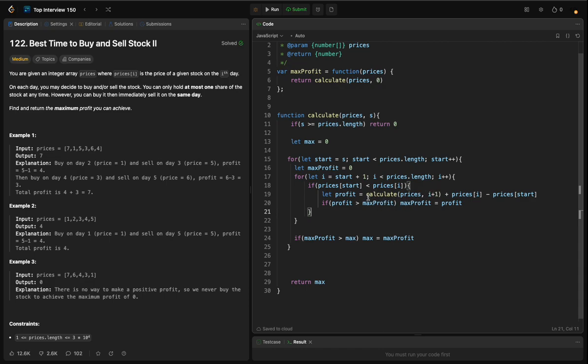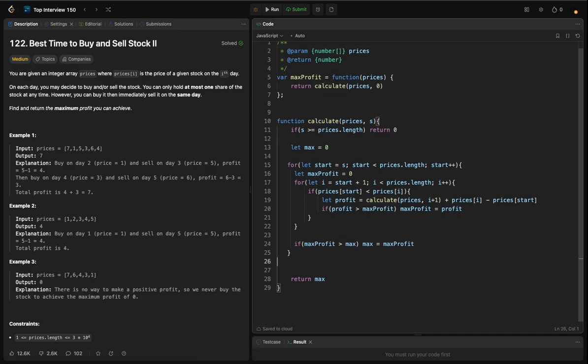So basically, this is how we do the profit. First, we calculate the profit. Let's say that we are on index 1 here, so we calculate the profit with I, the start and its next, so basically it will be 4. And we want to see if we can find any other profits, so we loop again and call the calculate function, but we start on 3 instead, and we see if we can find a maximum profit or not. And yeah, that's it.